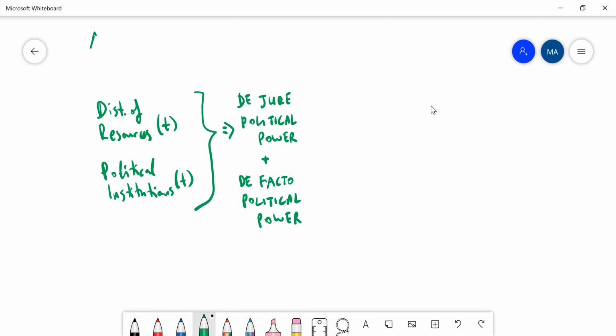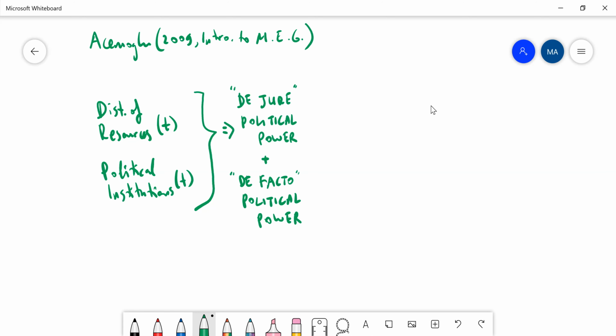Okay, so this is from Acemoğlu 2009, Introduction to Modern Economic Growth. It's a very nice text. It's an advanced text, but you can still look at certain parts that are not really technical. So what is de jure political power? And what is de facto political power? Well, de jure political power is what is written in the rules, right? And de facto political power is what is in reality, right?